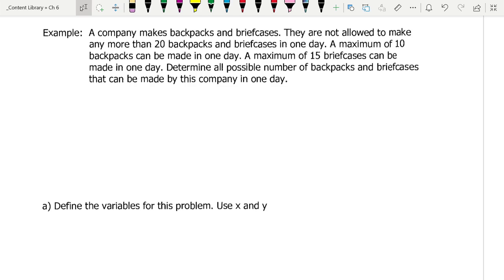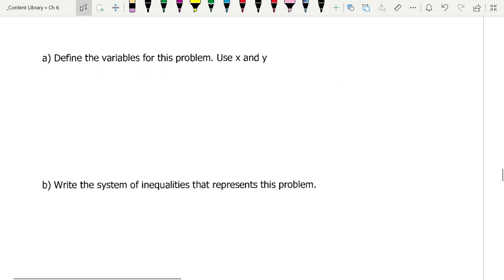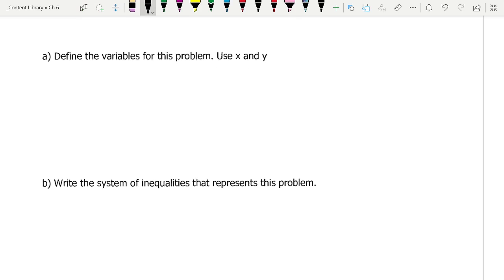So, A, define the variables. Okay, well, define means tell me what they mean. So I'm going to say let X equal number of backpacks made.